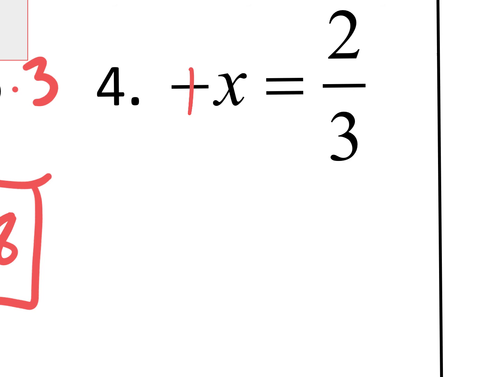But what you do to one side, you have to do to the other side. So if you change the sign on the left side, you have to change the sign on the right side. So what's my answer going to be? X equals negative 2/3.